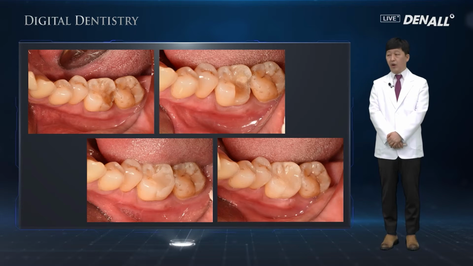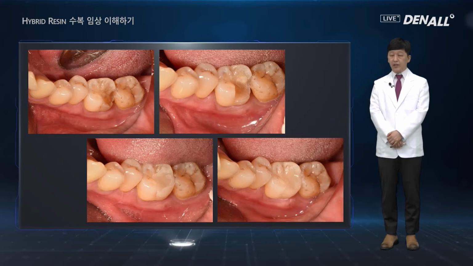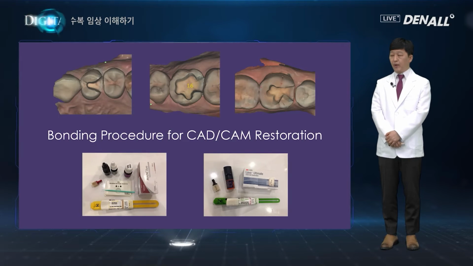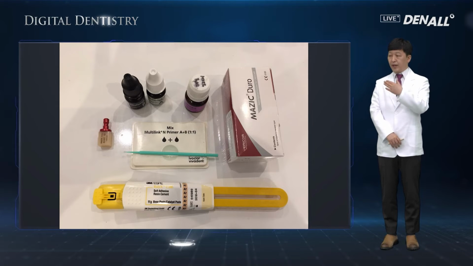In an onlay case, if the occlusal force is excessive, in the case of functional cusp, if possible, I would rather do crown than inlay. Fifth, I would like to talk about the bonding process. There are different cements used for bonding. At my dental clinic, I use resin cement, primer for tooth, and for restoration.